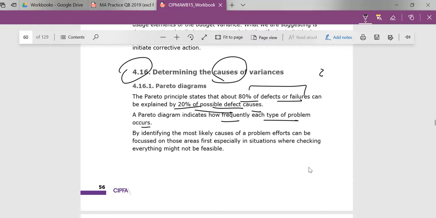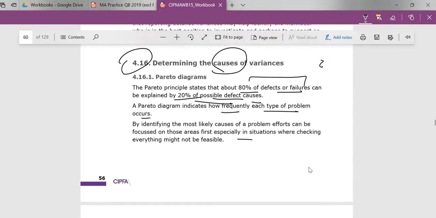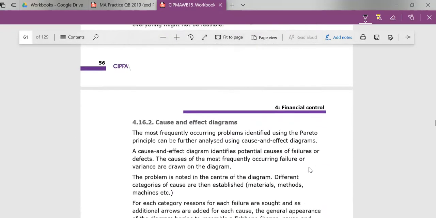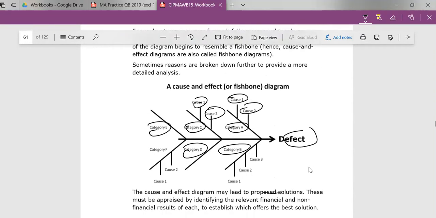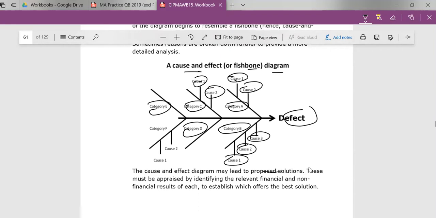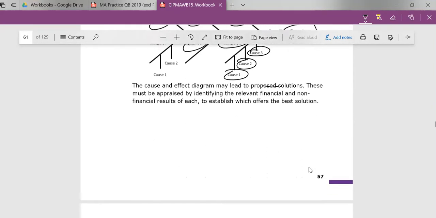And by identifying the most likely cause, we can then start to see what's actually happening. We see this diagram here that is drawn for us, and this is called a cause and effect, or a fishbone diagram, where we have causes, and you can see the causes are categorized by the different types of problems and what's causing this problem. So it's very much about cause and effect. Cause and effect may lead to proposed solutions, and we can start to find some way out.